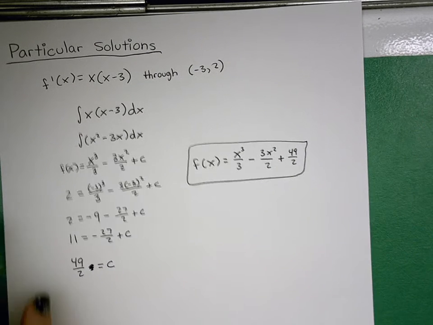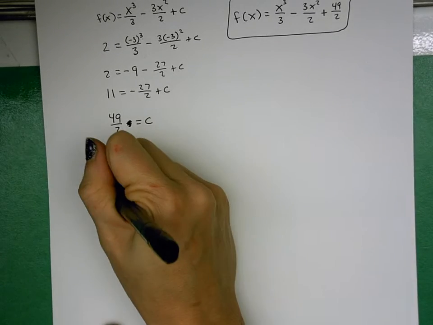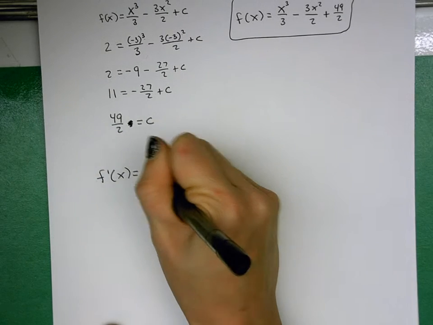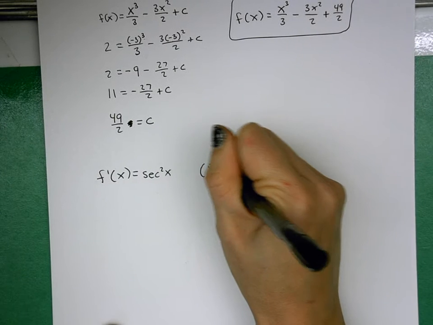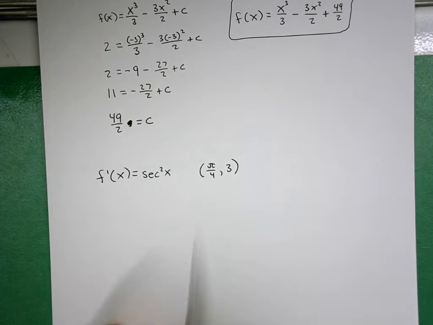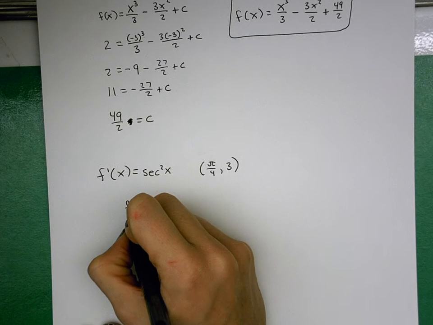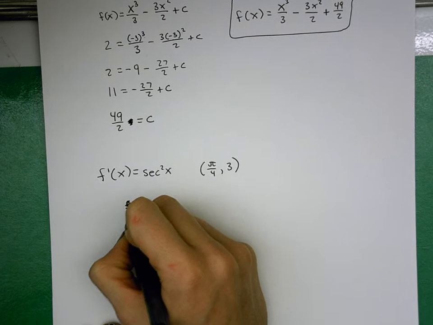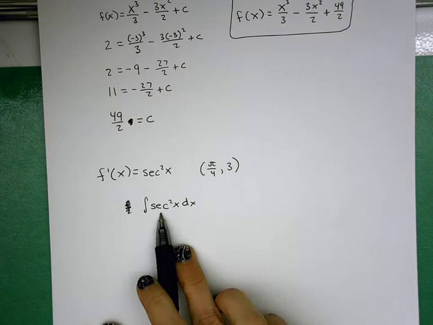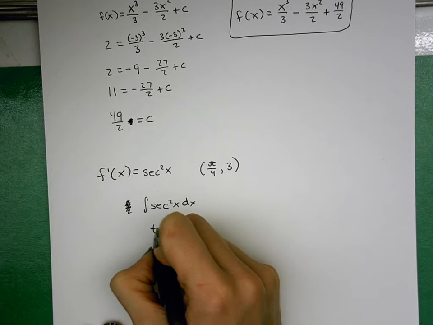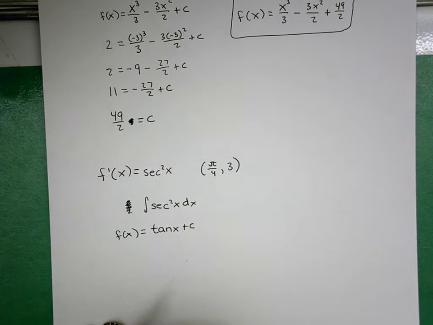Okay. Let's go ahead and do a trig one. So again, something about find the particular solution of, and then maybe f prime of x equals secant squared x, and then something about through the point pi over 4, 3. So again, to find the particular, we first need to find our antiderivative, our general. Okay, well, the antiderivative of secant squared x is tangent x. And so there's my general solution.